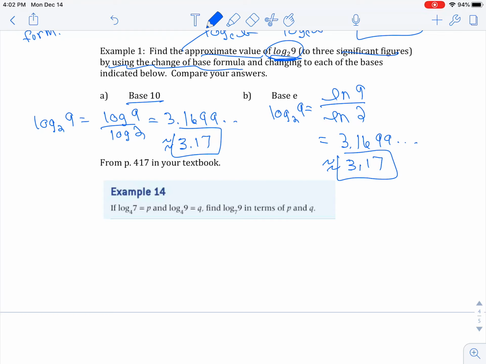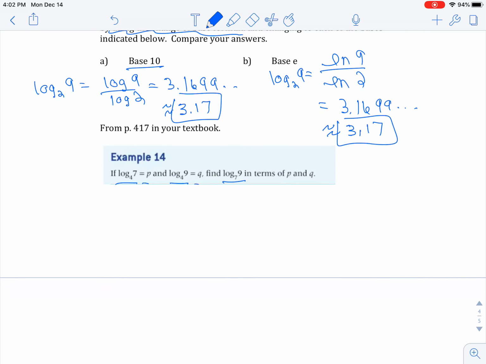The last one is similar to problems that you've done before. So this says the log base 4 of 7 is p, the log base 4 of 9 is q, and we want the log base 7 of 9. I'm going to call this part A. We want to write this in terms of p and q, because I'm going to do a part B also. So part A, we want to find the log base 7 of 9.